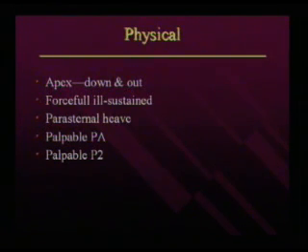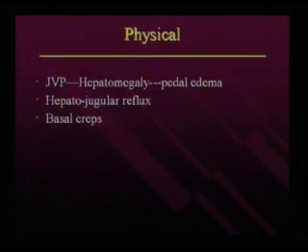Of course, the apex will be down and out, signifying that the left ventricle is dilated. It will be forceful, ill-sustained, again indicating that it's a regurgitant lesion. It's a hypertrophy with a regurgitant lesion. There might be a parasternal heave, signifying pulmonary artery hypertension, a palpable PA and a palpable P2, the same discussion that we had for mitral stenosis. Similarly, we can also have raised JVP, but mainly this time with the V waves, hepatomegaly, pedal edema, even hepatojugular reflux, and basal crepitations also.